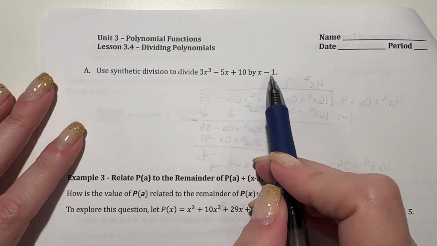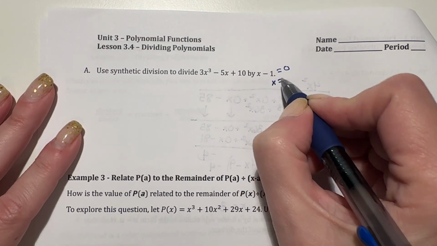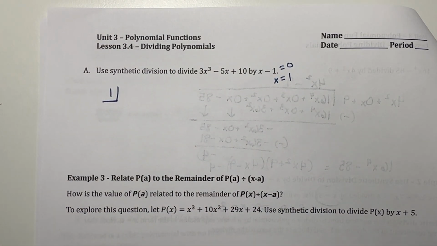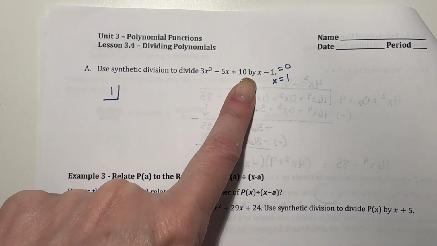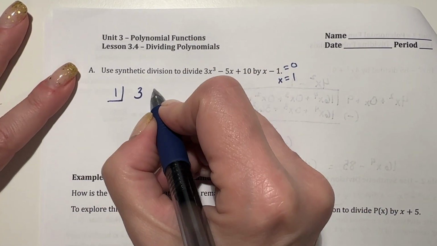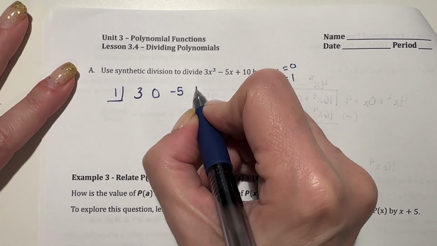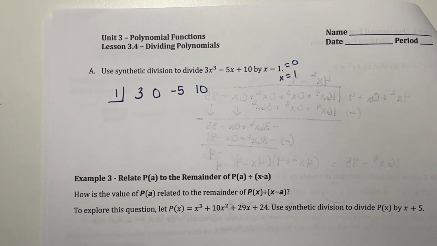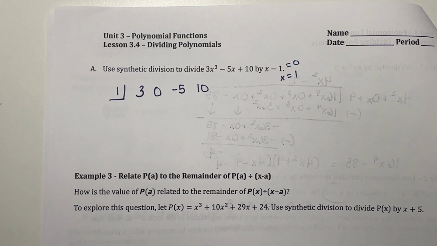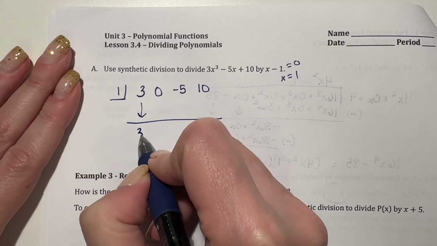All right, so here's how you set it up. You're going to start by solving this, so you get x equals 1. Then you put 1 over here in this little backwards compartment by itself. Take all the leading coefficients. So I'm going to have a 3x to the third, a 0x squared, a -5x, and a 10. Remember, I'm putting that 0 there because I'm missing a term and I need that placeholder. Draw a line and drop the 3 straight down.